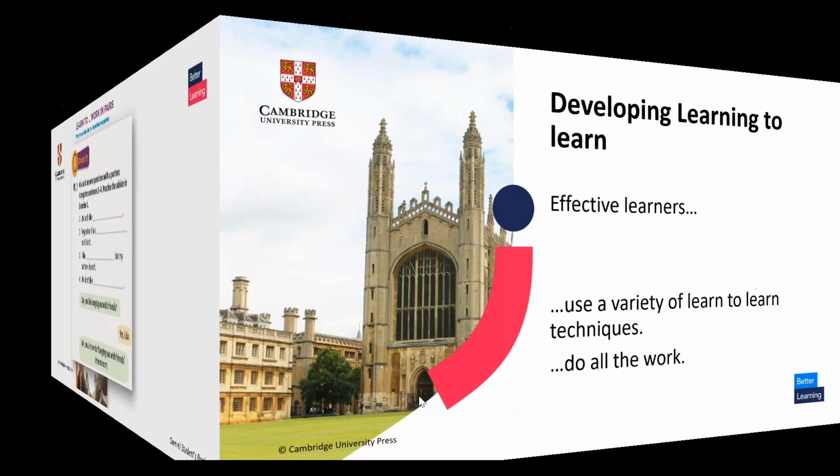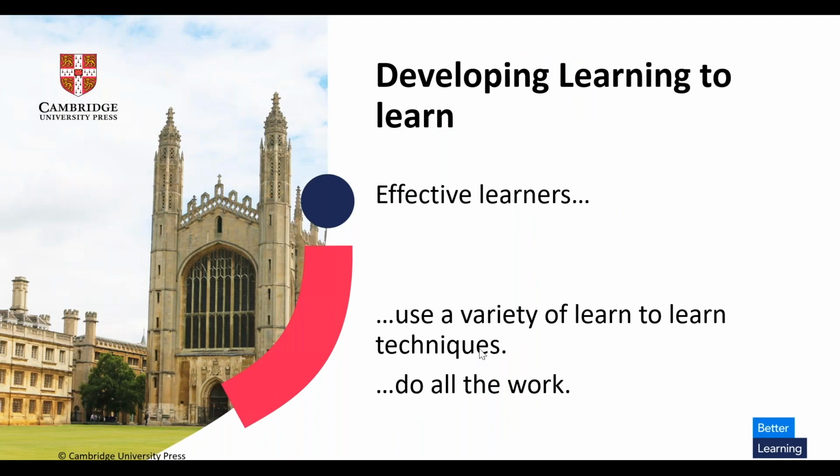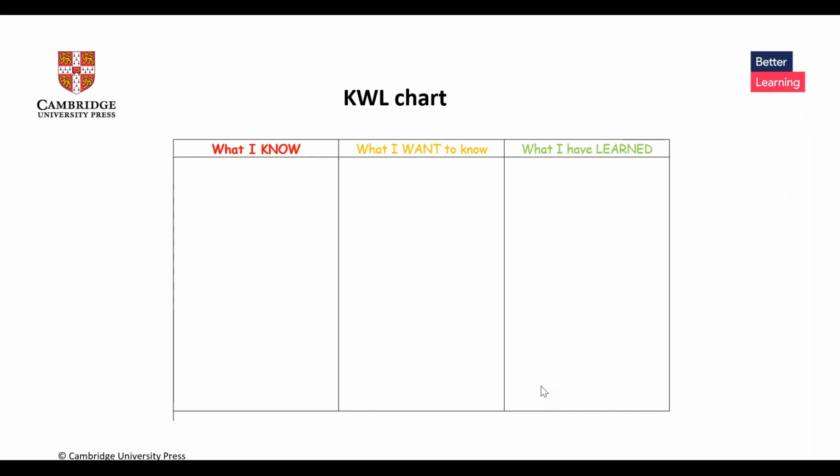Okay, moving on now to another couple of skills that we can encourage our learners to do in order to develop their learning to learn skills, and they are identifying goals and reflecting on their learning. So this is one example that can be used to get students to think about what they're going to be learning. Okay, and this is called a KWL chart. So has anybody used one of these charts with their students before?